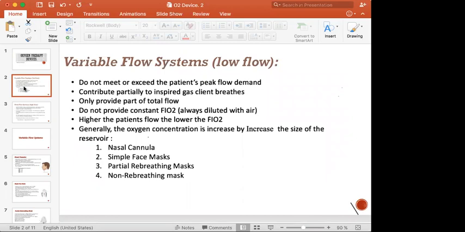Our presentation will be about flow systems of oxygen. We have low flow systems and high flow systems. I will talk about the concepts for each and what the difference between them is, and I will talk about the clinical application for both of them.